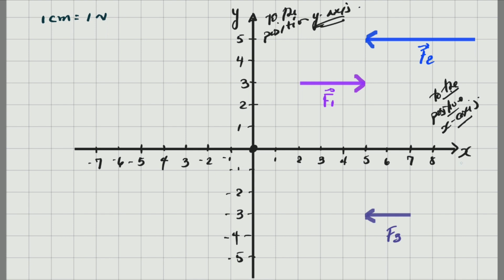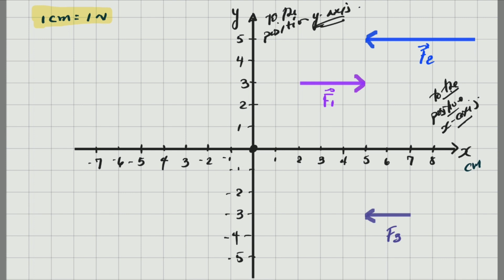Note here that on the x-axis you can represent it in either centimeters or in Newtons. So always look at the question, how they represent the axis, whether it's in Newtons or in centimeters, and therefore you must always look for the scale. Now what we're going to do is add these vectors graphically, right on the axis, using the same method as we did before.